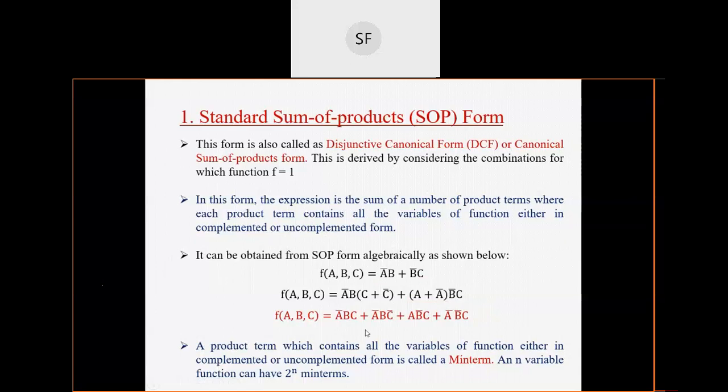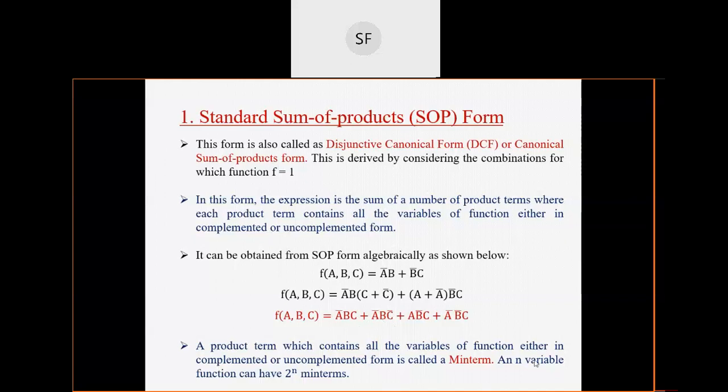Then we have seen what is meant by minterm. A minterm is nothing but a product term which contains all the variables of the function. In this case it is a function of three variables, so if all three variables are present in your term, it doesn't matter whether it is in complementary or non-complementary form. You just have to observe whether the variables are present or not. If they are present, then that particular term will be a minterm.